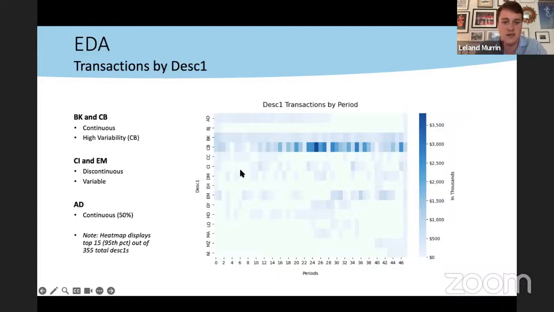Like CI and EM had a decent amount of variability and discontinuity, but of those, there were two that really stood out, being CB and BK. CB had possibly the highest variation, by orders of magnitude, of any other description 1. So it's definitely something really interesting to get into. The only thing to note here is that these are the top 15 description 1s out of the 355 that are displayed in this heat map, based on the 95th percentile.